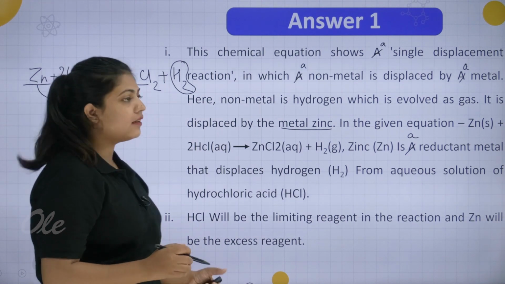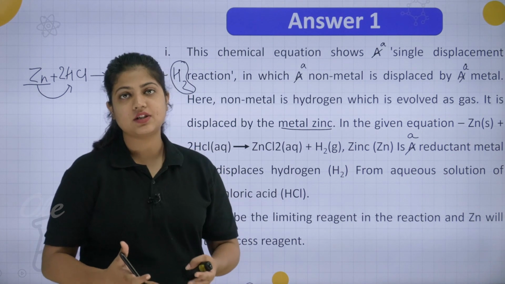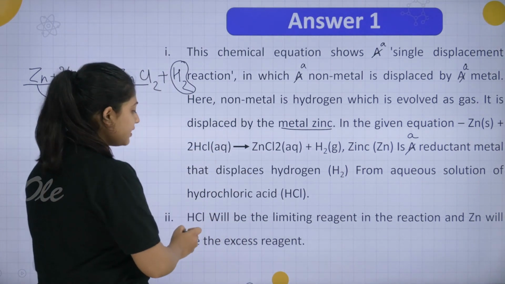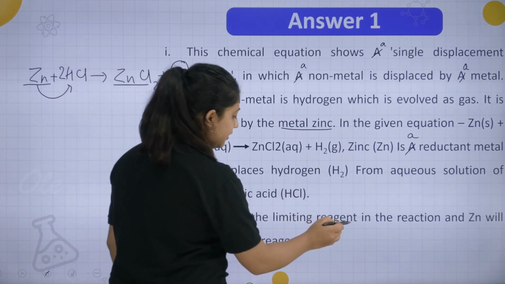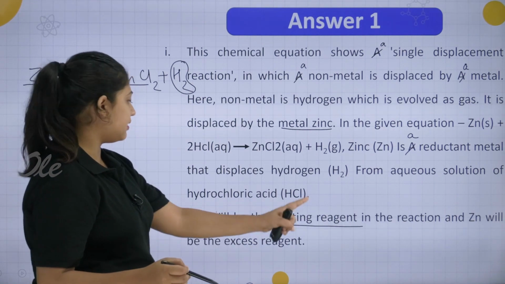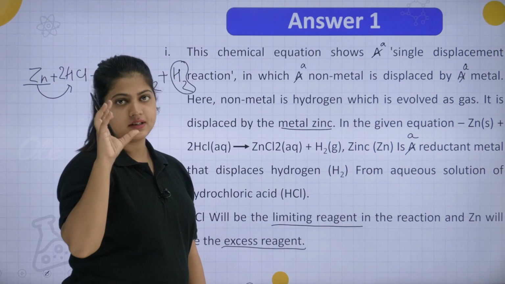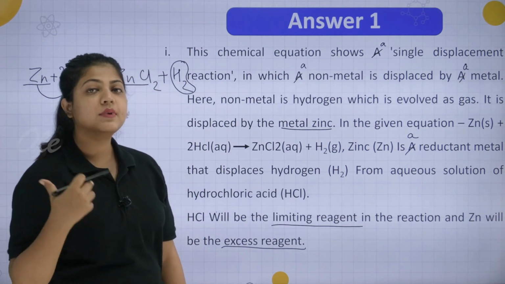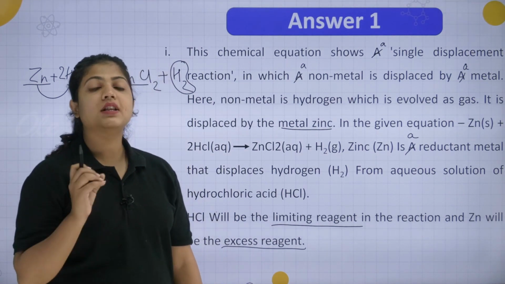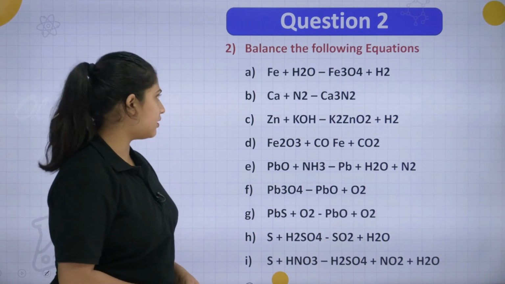The second part was asked to you: what is the limitation in this particular given equation? So the limitation is that HCl will be the limiting reagent. HCl is the limiting reagent in the reaction and zinc will be the excess reagent. That means HCl is present in limited amount whereas zinc will be present in excess amount. So this will be the proper answer for question number 1. Now we will see question number 2.